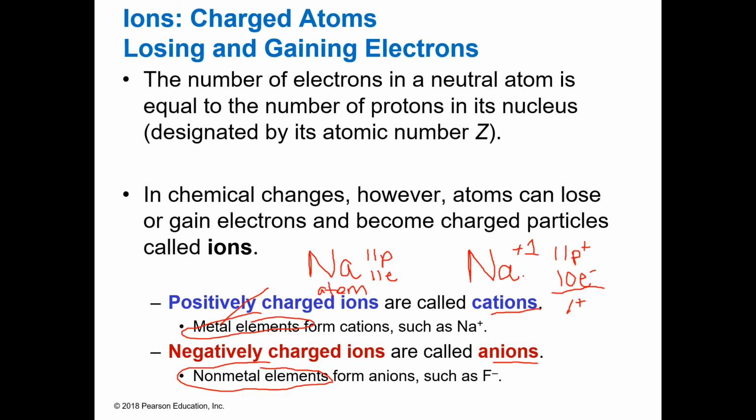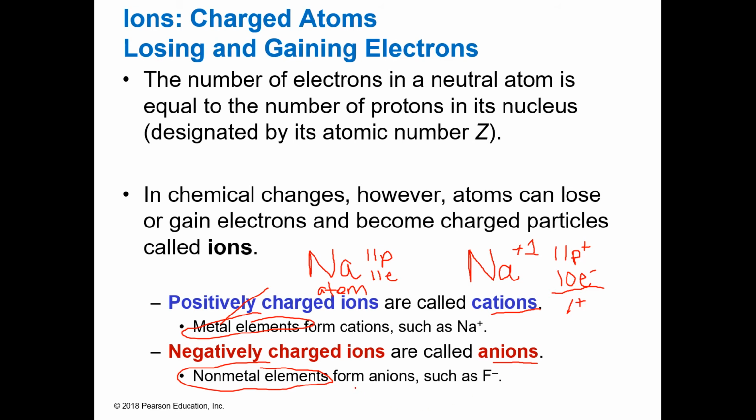So a sodium ion, it's a metal. Metals do what we call lose electrons and form a positively charged ion called a cation. Nonmetals, they do what we call gain electrons, and they form a negatively charged ion that we call an anion.